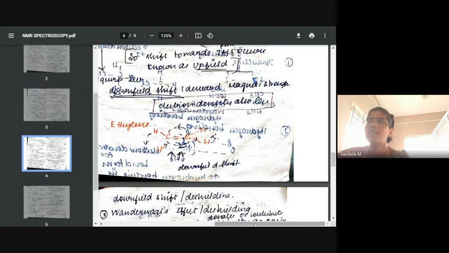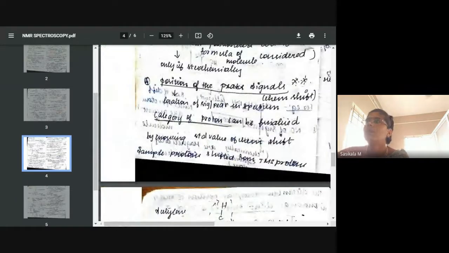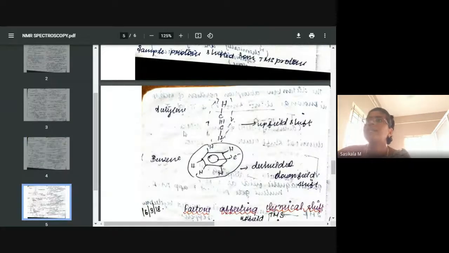And now let's consider another example, another kind of molecule. We'll take acetylene, CH triple bond CH.